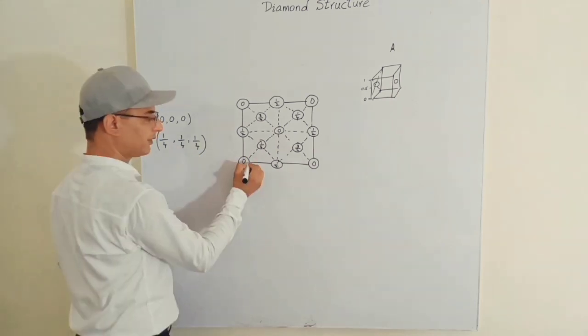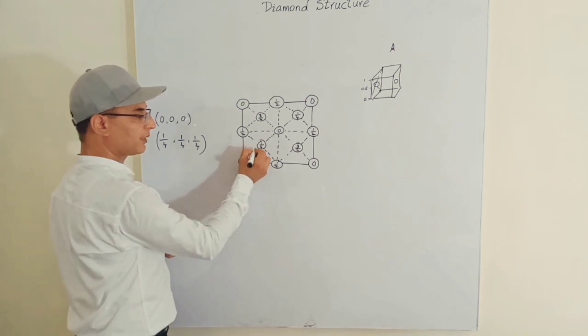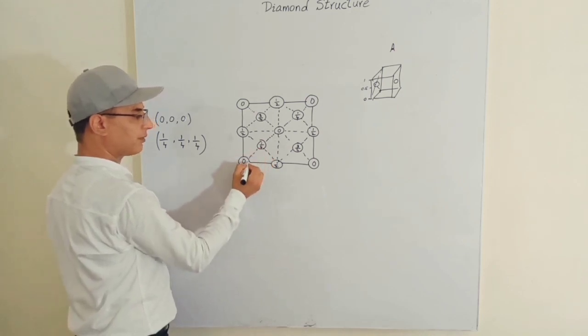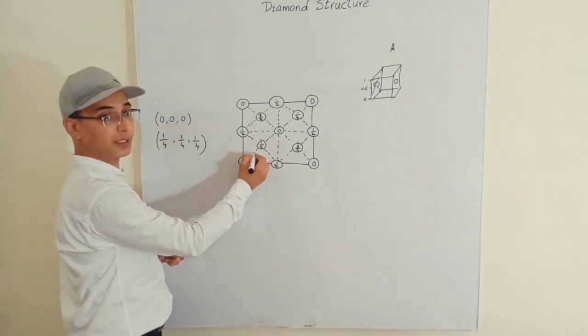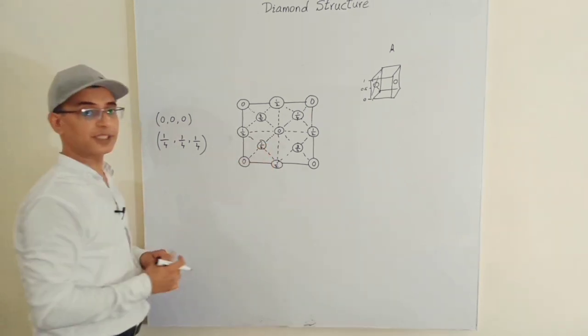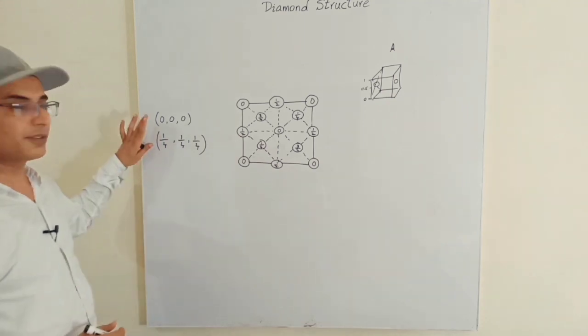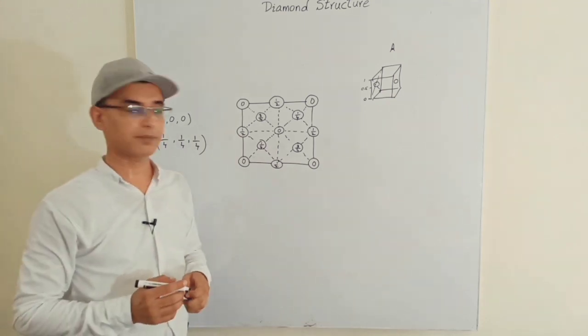For example, if this is my corner atom, then this is my interior atom. I have to travel a distance of a quarter along the x-axis, a quarter along the y-axis, and a quarter along the z-axis to reach this point. So this is the position of the carbon atom.